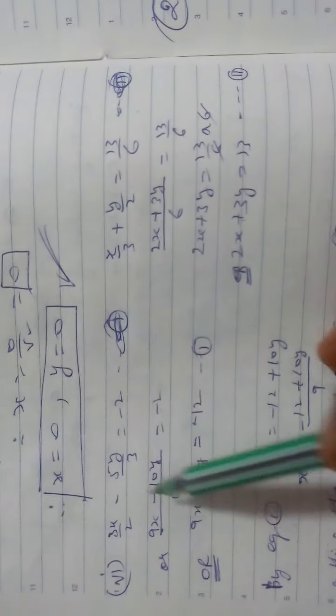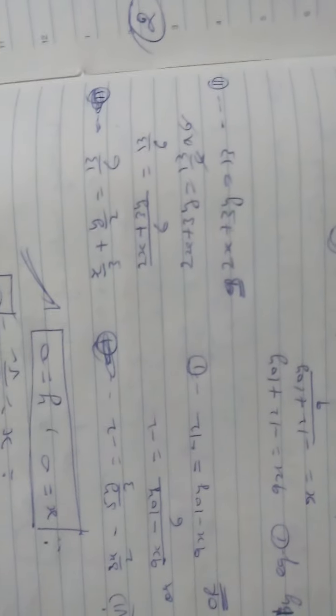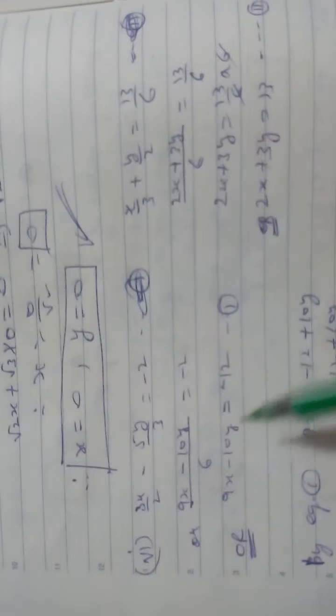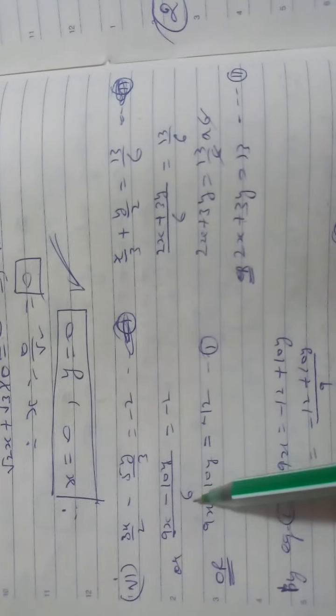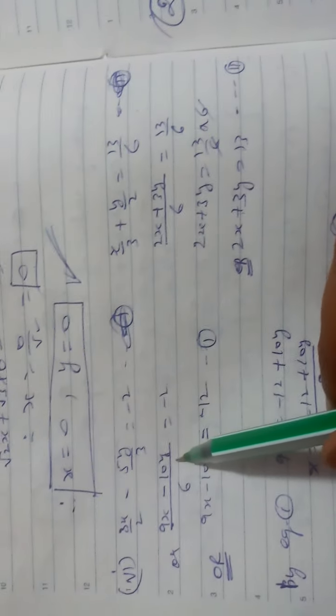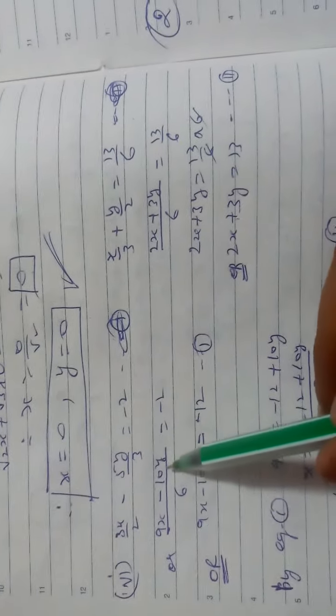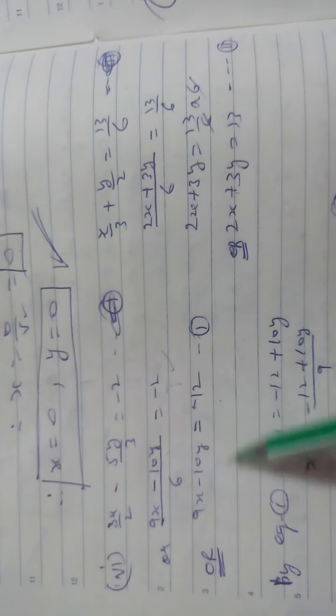It is a fraction given. So you can do this as it is, but I have modified this. What? I have taken the LCM. 3 threes are 9, 2 fives are 10. So (9x minus 10y) upon 6 is equal to minus 2. Cross multiply, you are getting 9x minus 10y is equal to minus 12.